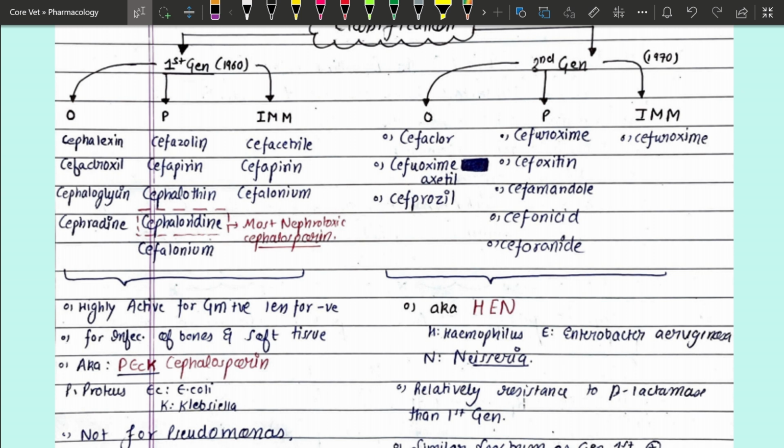Okay, so in the 1st generation, you have cephalexin, cefadroxil, cephaloglycin, and cephaloridine. These are the oral ones. Now cefazolin, cefapirin, cephalothin, cephaloridine, and cephalonium. These are the cephalosporins that are given through the parenteral route, right? Now the 1st generation drugs that are given through the intramammary route are cephacetrile, cefapirin, and cephalonium, right? Cephalonium could be given parenterally as well as by the intramammary route.